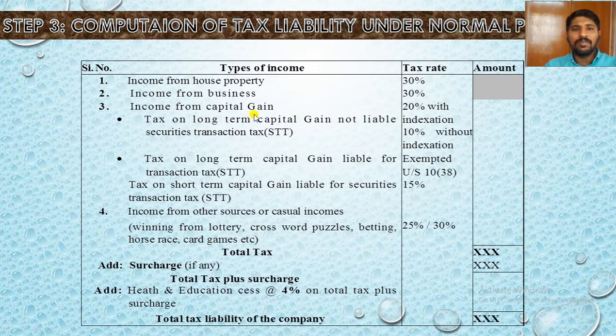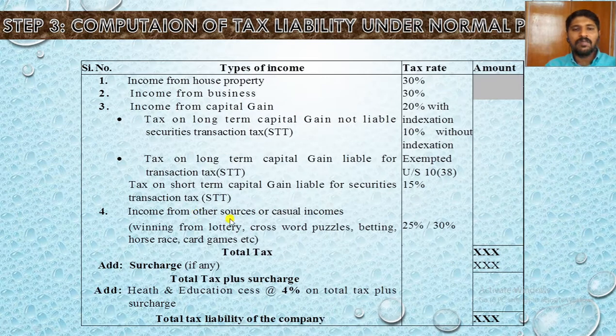Next is income from capital gains. If it is income from capital gains, that is also taxable. Tax on long term capital gain not liable for securities transaction tax: with indexation 20%, without indexation 10%. Next, tax on long term capital gain liable for securities transaction tax is exempted under section 10(38). Then tax on short term capital gain liable for securities transaction tax, 15% is the rate of tax.